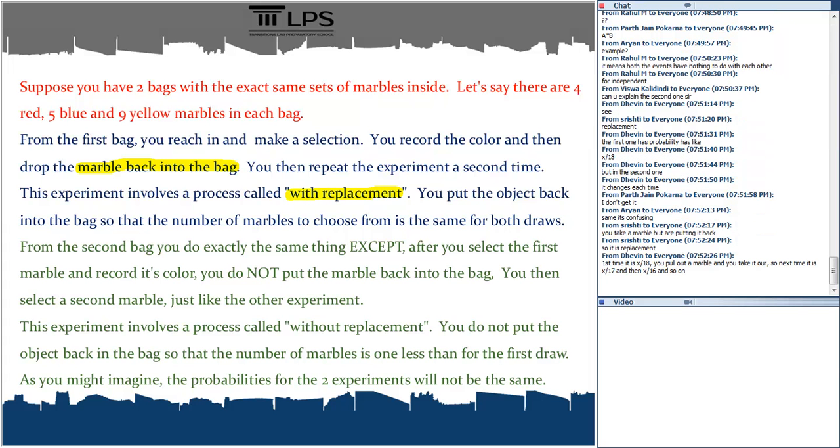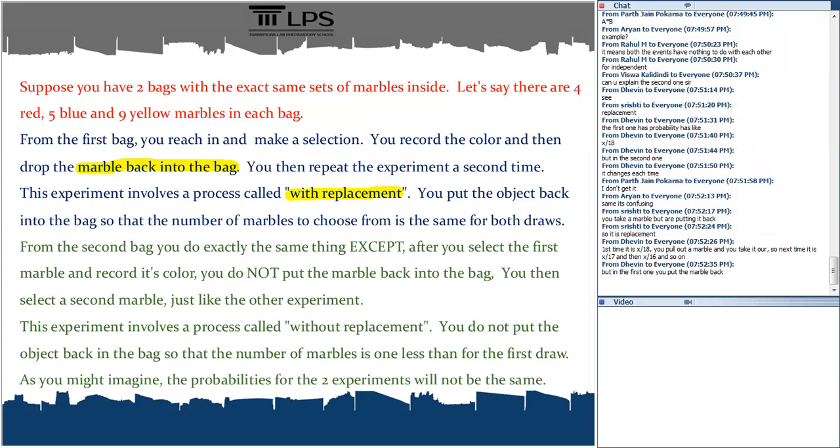So whenever you are going to replace the marble, we will have a situation of independence. You put the object back into the bag so that the number of marbles to choose from is the same for both draws.